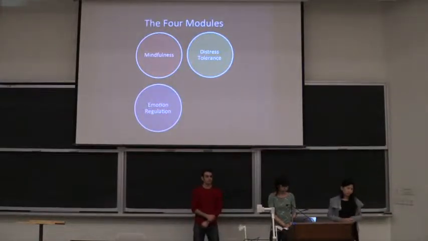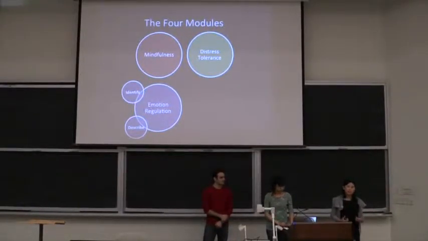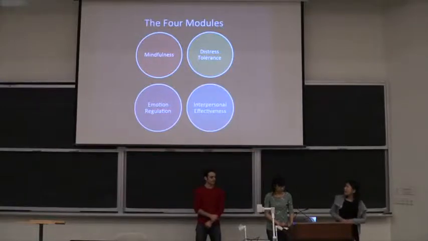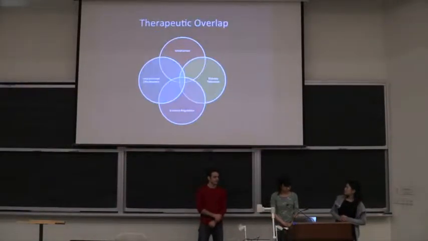And the third module is emotion regulation, which teaches patients how to identify and work on vulnerabilities to negative emotions and how to increase more positive emotions. And the fourth module is interpersonal effectiveness. It teaches patients how to build more effective relationships and better self-respect.